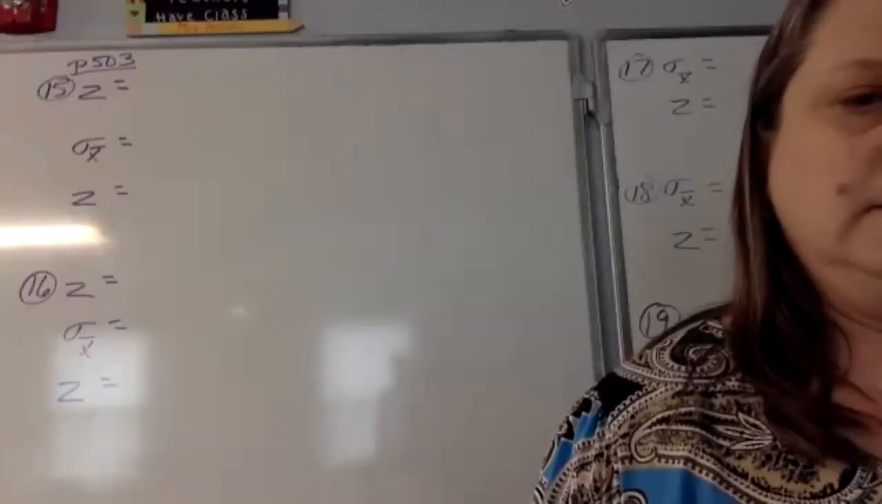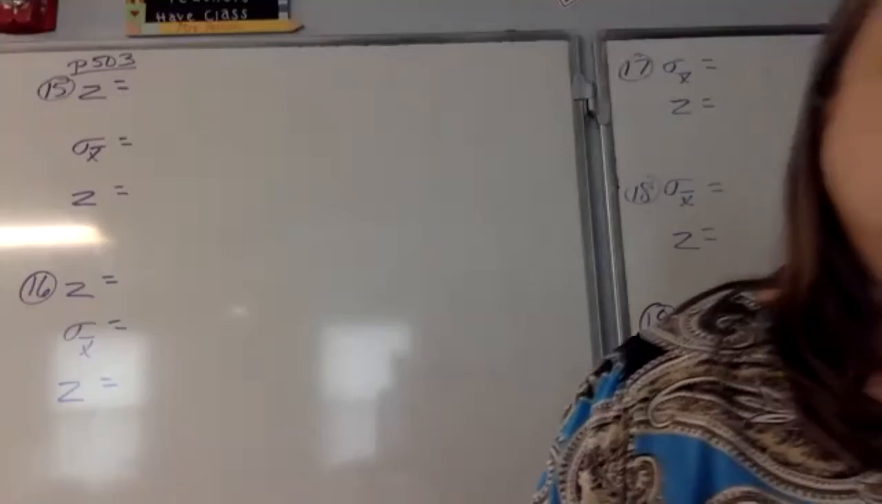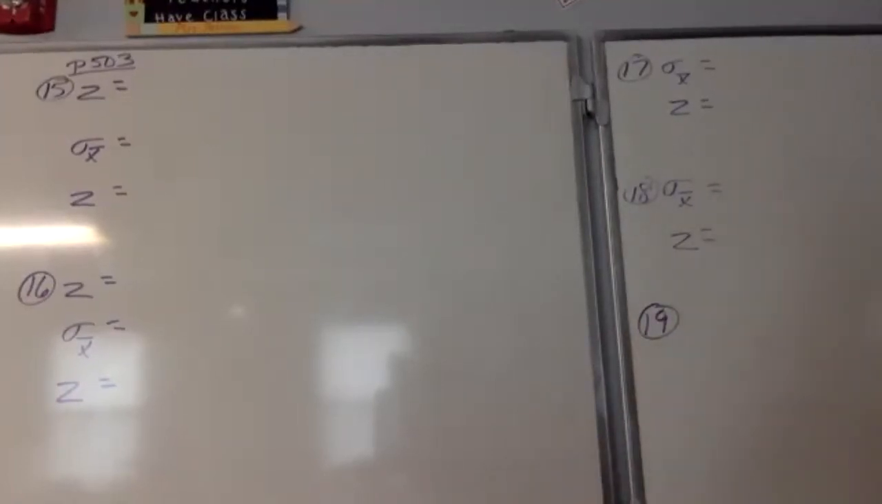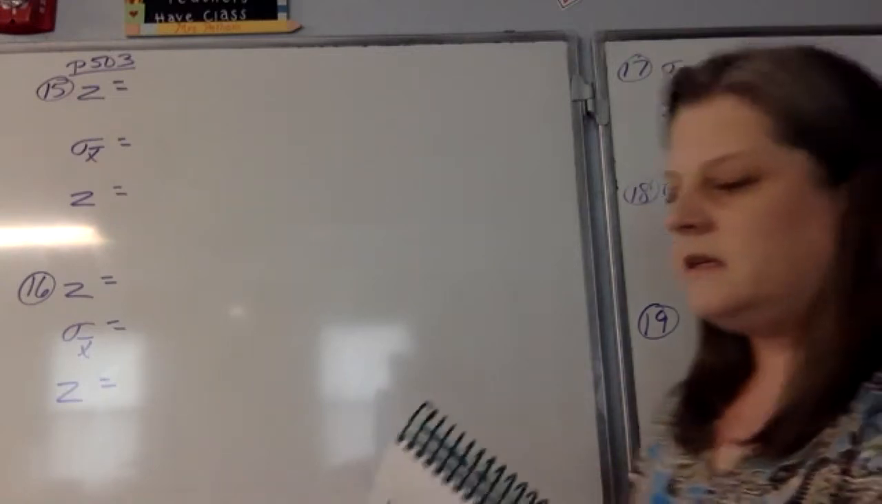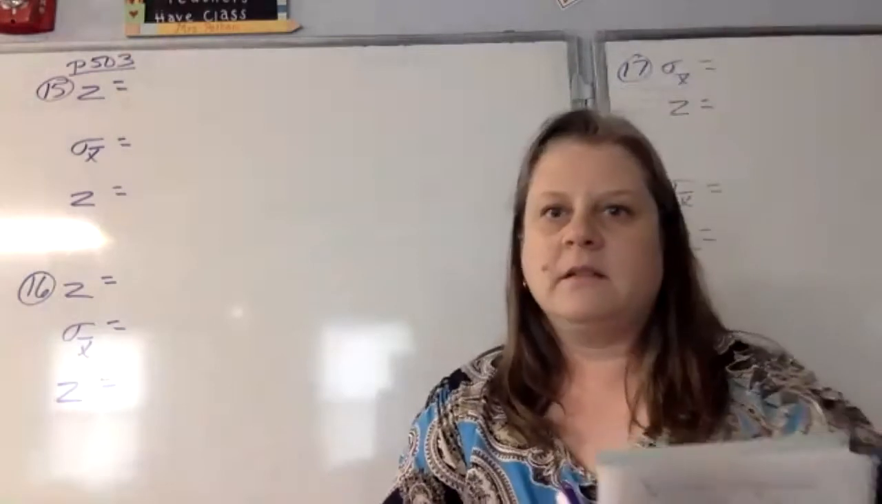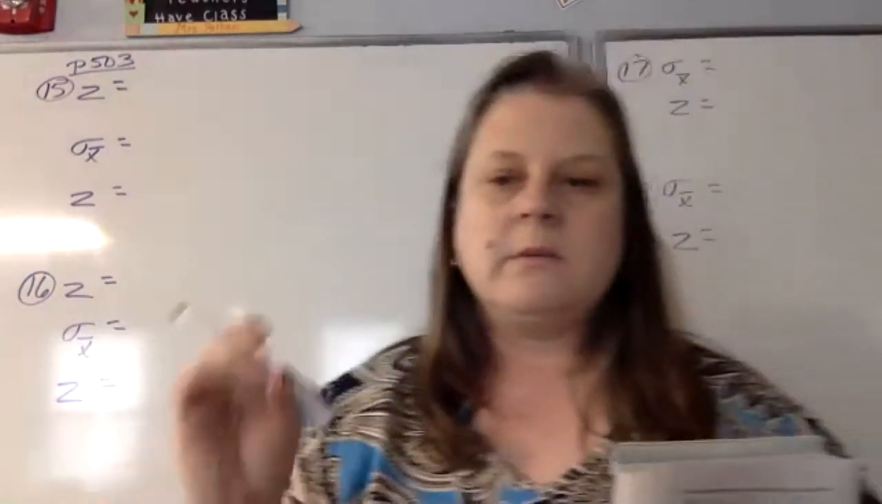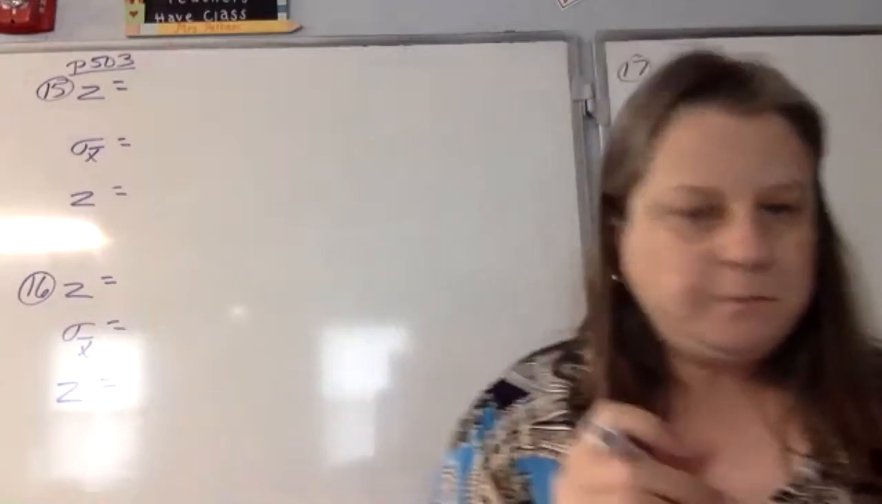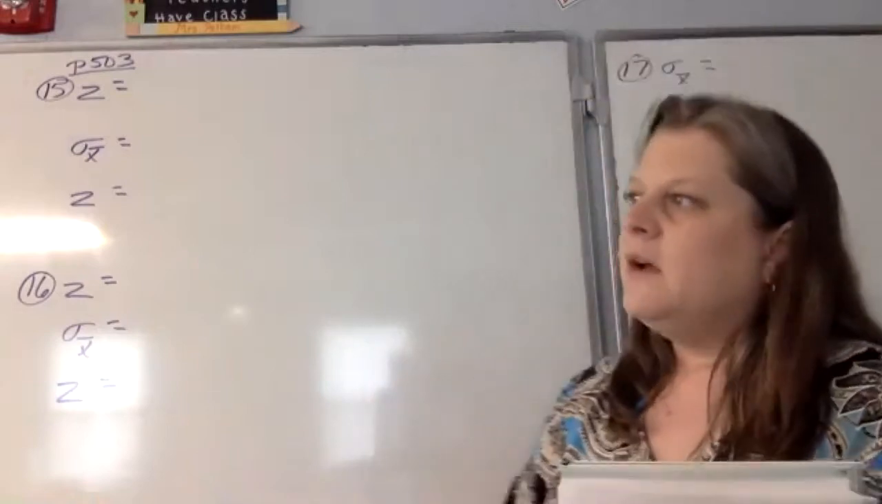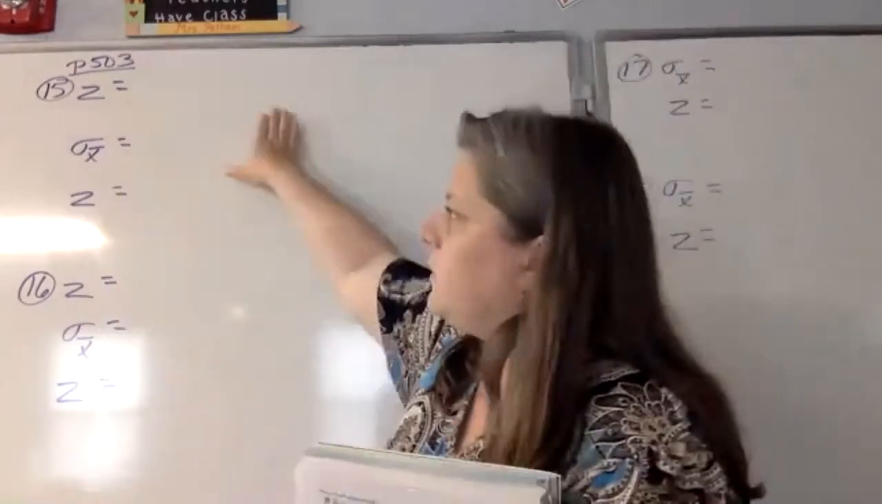Page 503, number 15. These are the ones that were in section 12.4. Section 12.4 was called our sampling distribution. So it wasn't talking about all of the individuals, it was talking about a sample. On the first types of problems we had 3 equations.